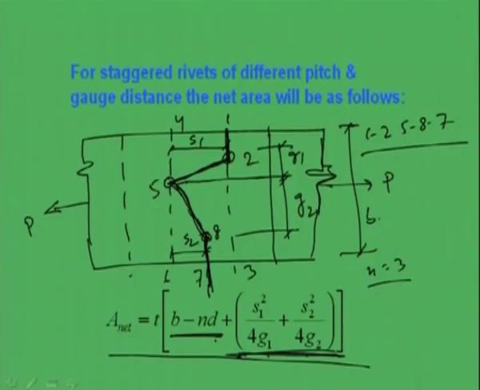Now if there are n number of S1 square terms, and here again say n dash number is there, say n double dash number is there, so there also we can multiply. It depends on how many times the same type of things are repeating, right. So net area in this way we can calculate from this formula, that is T into B minus ND plus S1 square by 4G1 plus S2 square by 4G2. So in this way we can find out the net area.